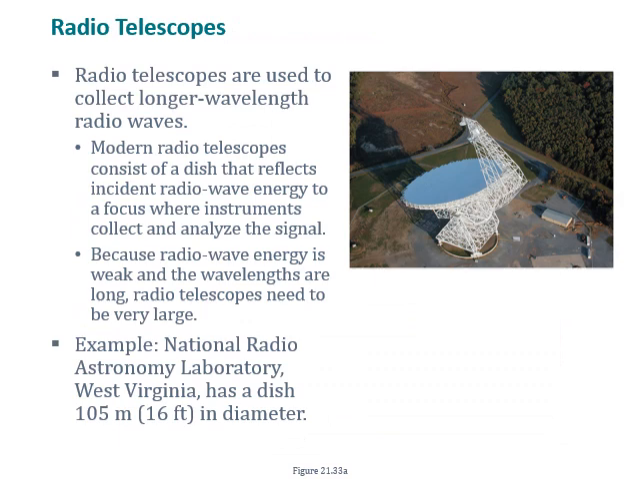Radio telescopes are used to collect longer wavelength radio waves. Modern radio telescopes consist of a dish that reflects incident radio wave energy to a focus where instruments collect and analyze the signal. Because radio wave energy is weak and the wavelengths are long, radio telescopes need to be very large. An example is the National Radio Astronomy Observatory in West Virginia, which has a dish that is 105 meters in diameter.